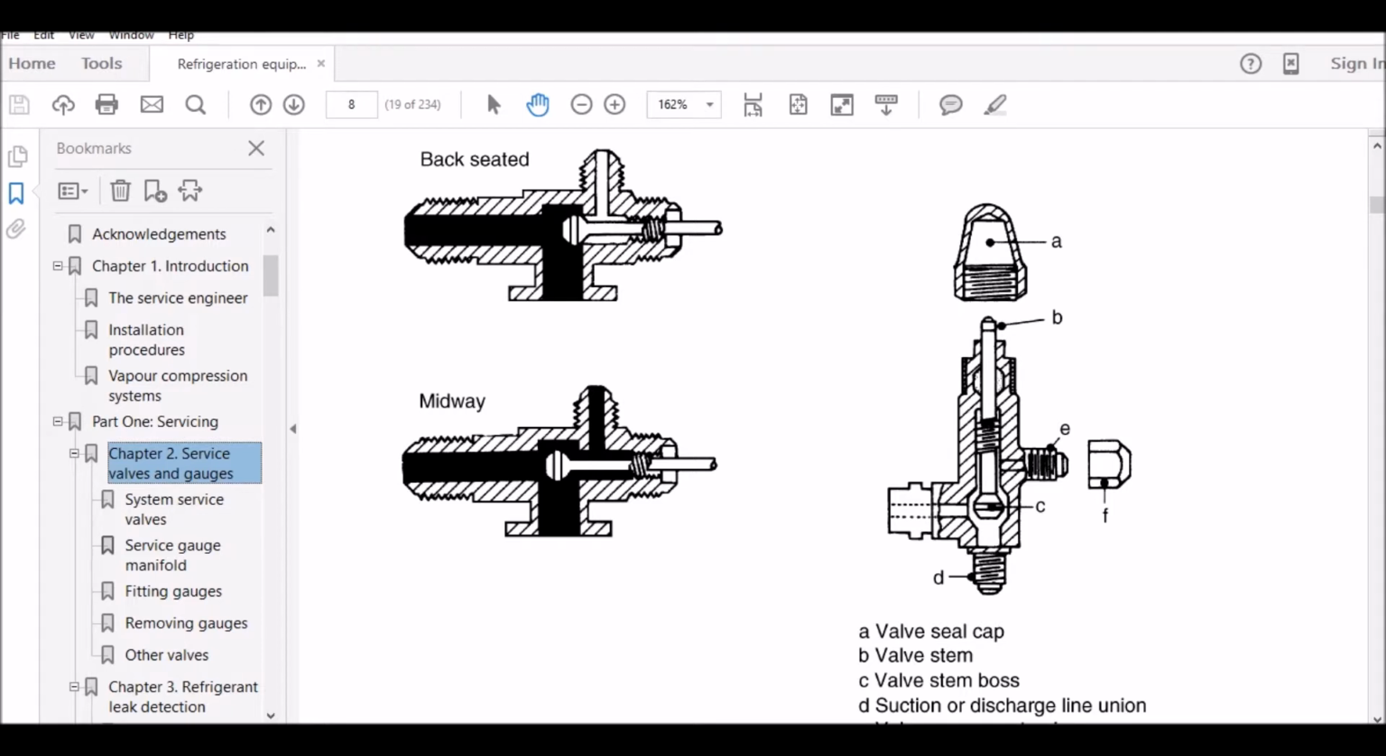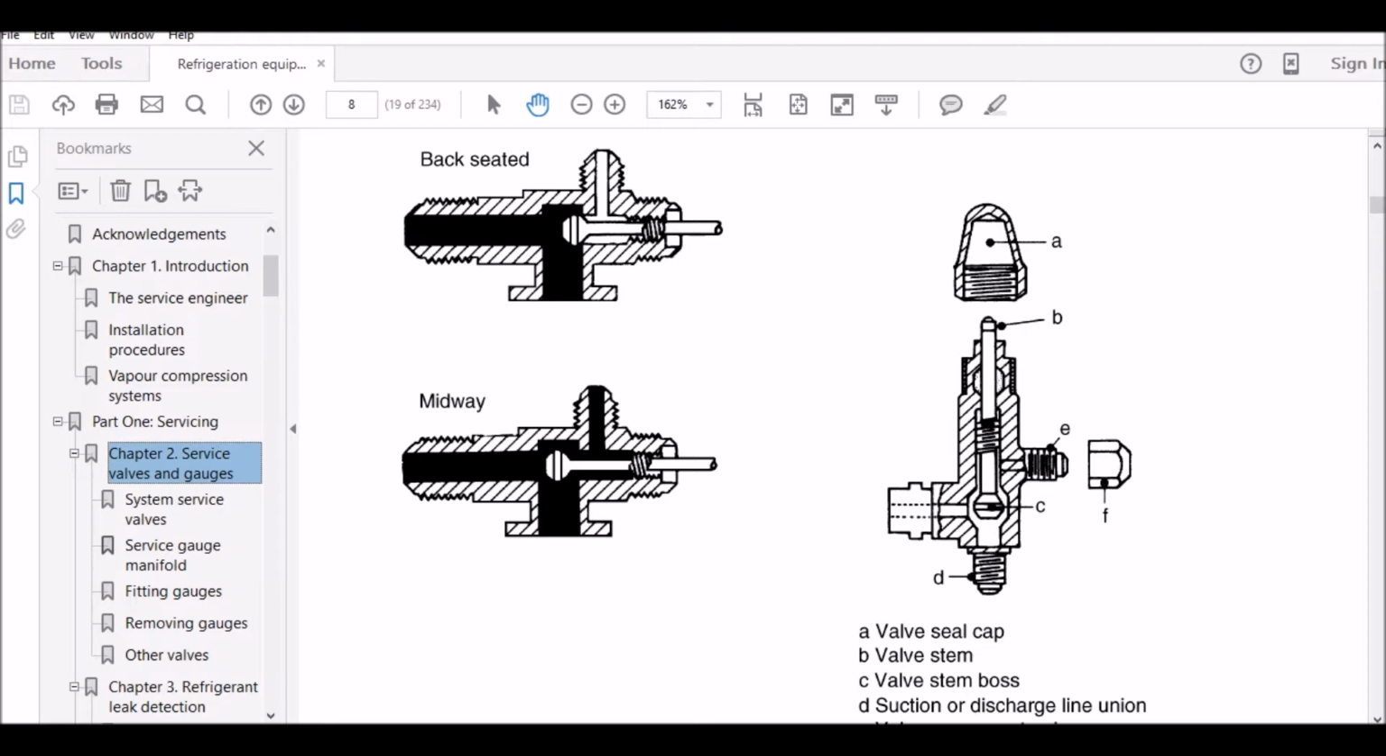So what we're doing is, before we do anything, we will take off the seal cap, the valve seal cap, which is a little black cap. We'll take that off, and then we will use what's known as a valve ratchet. And we will make sure that the valve stem itself is in the back-seated position. So this refers to the back-seated position. So in other words, what we're trying to do is we're trying to make sure that this valve stem is anti-clockwise. It's in the back-seated position.